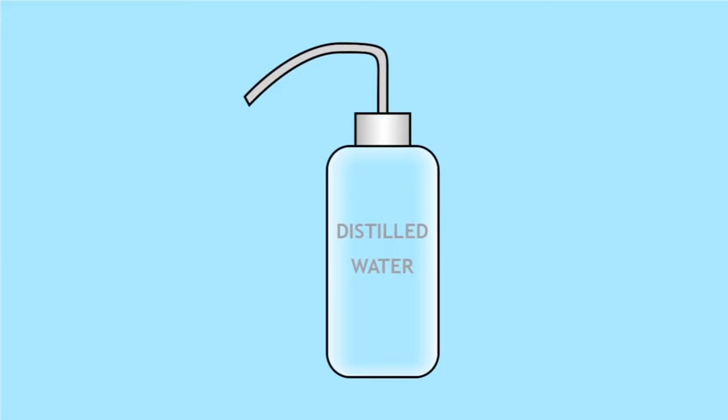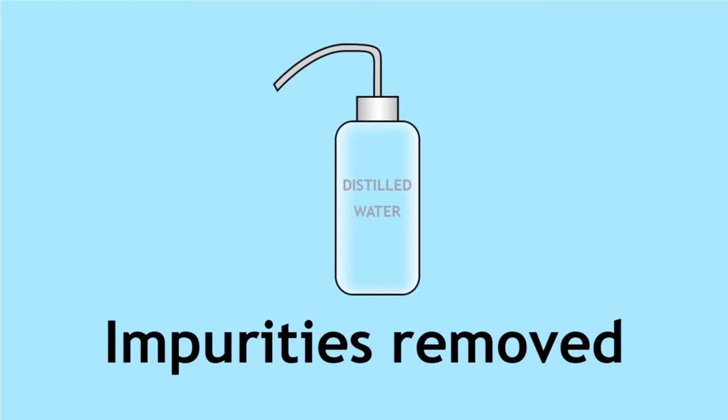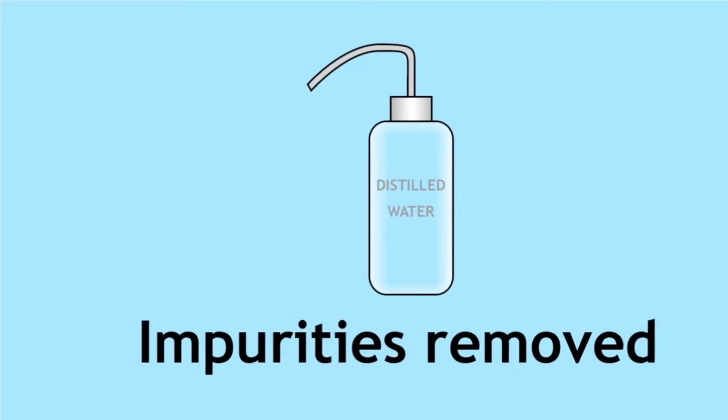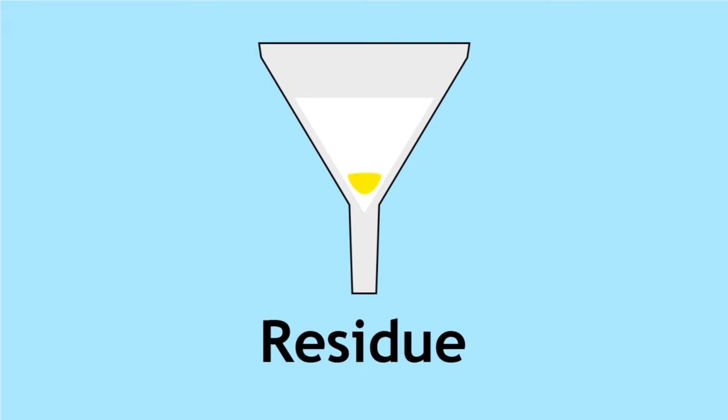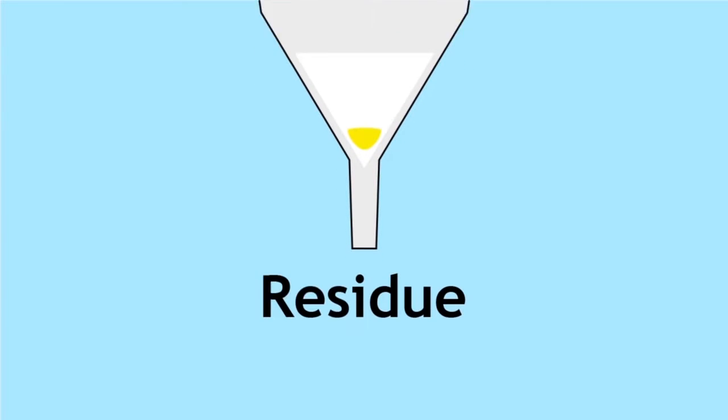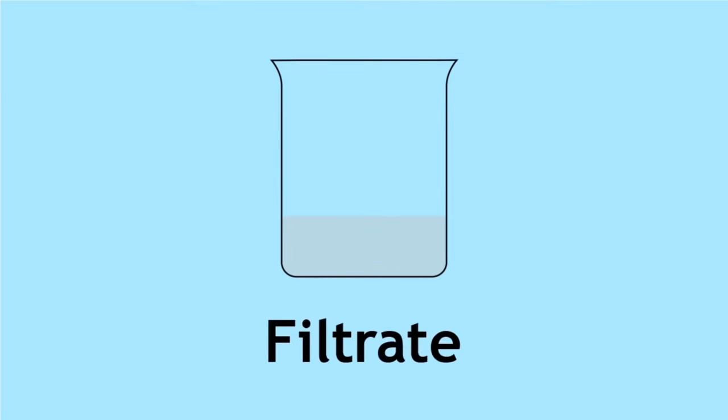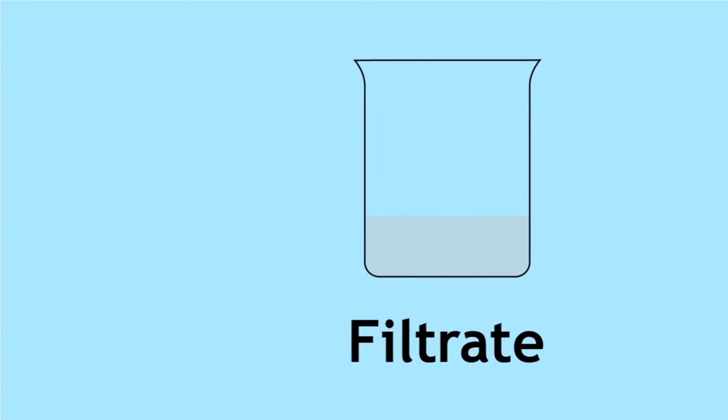Distilled water is simply water with most ion impurities removed. This filtration process separates a solid from a liquid. The solid collected is known as the residue, and the liquid that the solid is separated from is known as the filtrate. Are you ready for a challenge?